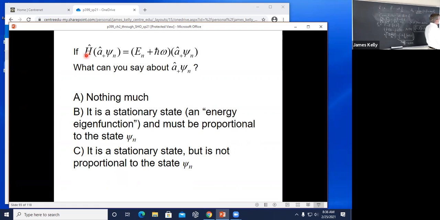I've just found out that we started out by saying that we found some state, here it's labeled as psi n, but we just call it psi. H operating on psi is E times psi. And now we were able to show that H operating on A plus psi is equal to E plus h bar omega multiplying A plus on psi. What does that tell us? What's the best statement of the ones below about what we can conclude from that statement about A plus psi n?